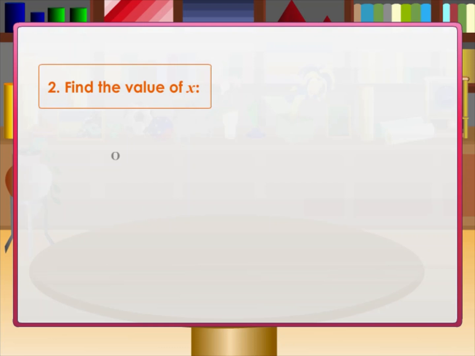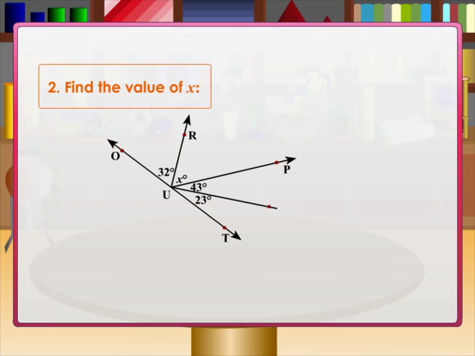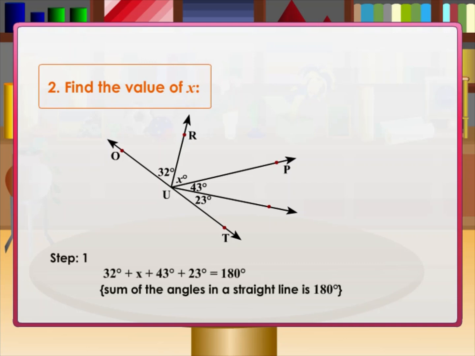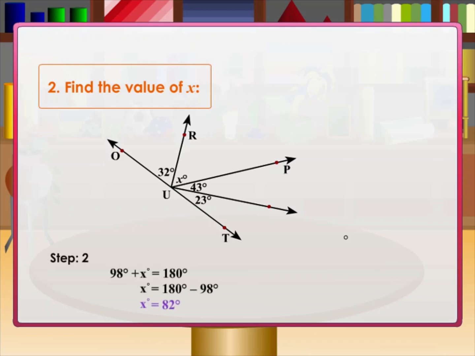Find the value of x in the given figure. From the given figure, we can write 32 degree plus x degree plus 43 degree plus 23 degree is equal to 180 degree because the sum of the angles in a straight line is 180 degree. Adding all the numerical values, we get 98 degree plus x degree is equal to 180 degree. Therefore, x degree is equal to 180 degree minus 98 degree. Hence, x is equal to 82 degree.